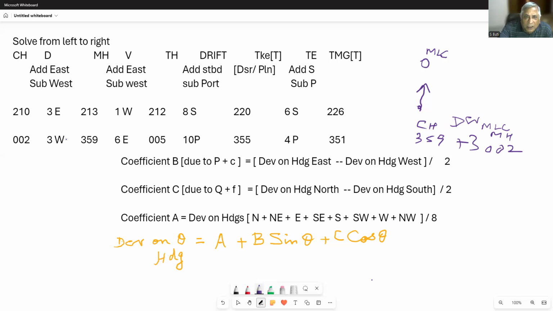Then the pilot will turn the aircraft towards east. MLC will be brought here in front. You repeat towards south and west. On these 4 headings, you take the readings and you will find your coefficient B and C. Now we have already taken deviation on heading north. At the moment, we have one deviation with us. Deviation on heading north is plus 3.